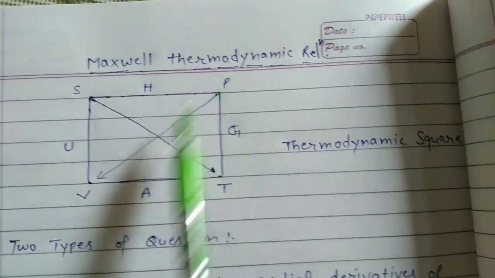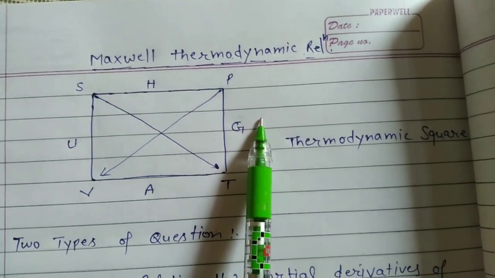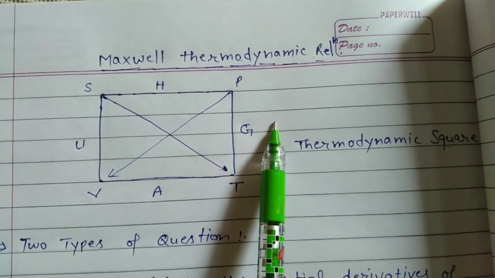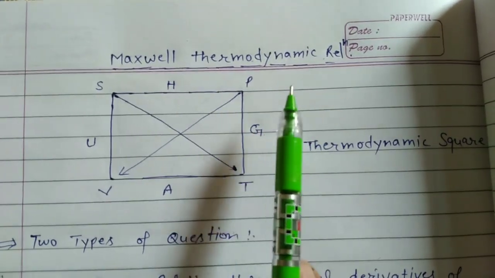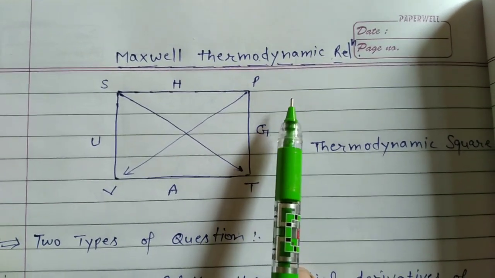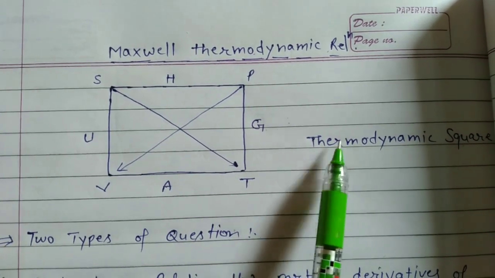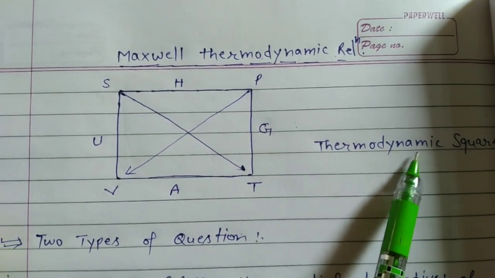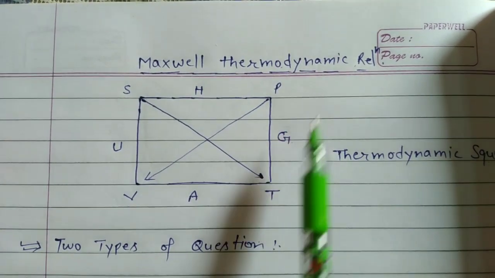Today we will discuss the Maxwell thermodynamic relation. This is an important topic from the exam point of view, and about 2-3 questions come in either the NET or GATE exam from this topic. These types of relations can be easily found on the basis of the thermodynamic square that I have already covered in my previous video. You can watch that.